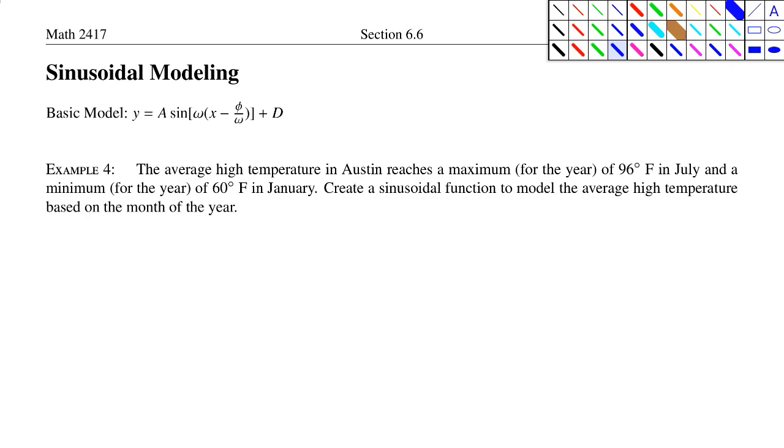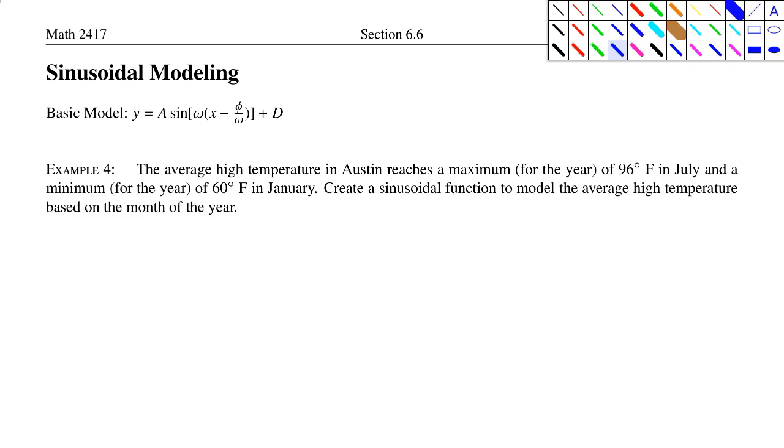Next, we look at sinusoidal modeling. So basically, we have phenomena in the real world that varies in an up and down fashion, and it repeats on a certain regular interval called the period, and we use a sine function to model that phenomena. You could also use a cosine function, but we basically just use the sine function.